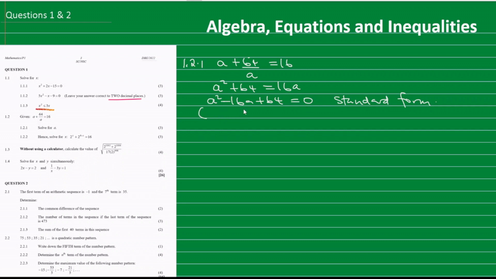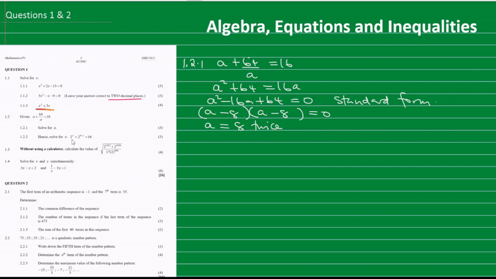So then solving this one, we have to solve it by factorization again. So that is a negative 8, a negative 8. Okay, two numbers that multiply to give us positive 64 and add to give us negative 16. So those are the terms. That gives us a is equal to 8 twice, which basically means that our a is 8. So that solves the first part of the question here. And then the other question is now to solve for this equation.